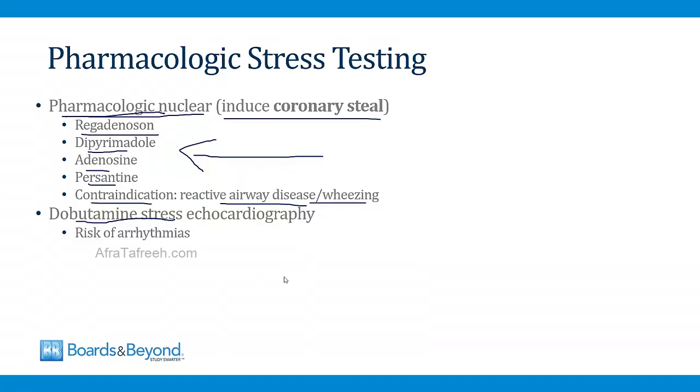And if there is a blood vessel that has a significant stenosis, that area of the left ventricle will not contract normally after dobutamine. The downside to this method of pharmacologic stress testing is that dobutamine can cause arrhythmias, and these can develop in patients while they're having a dobutamine stress echocardiogram.